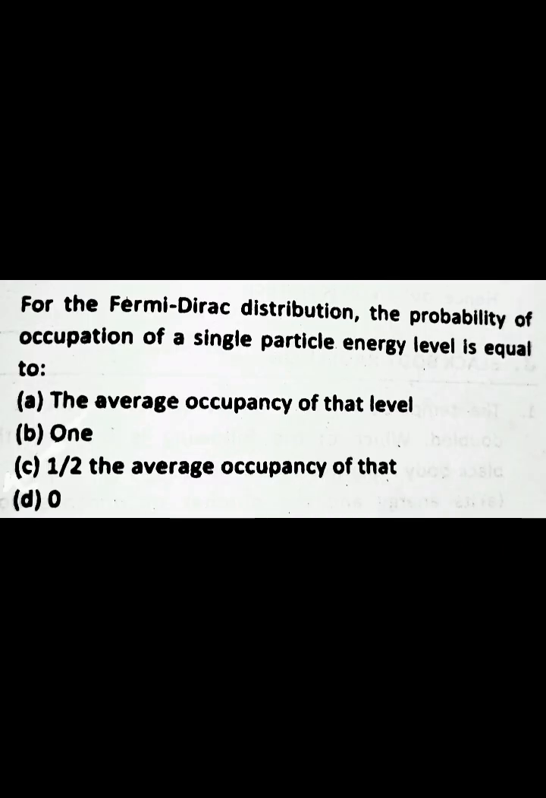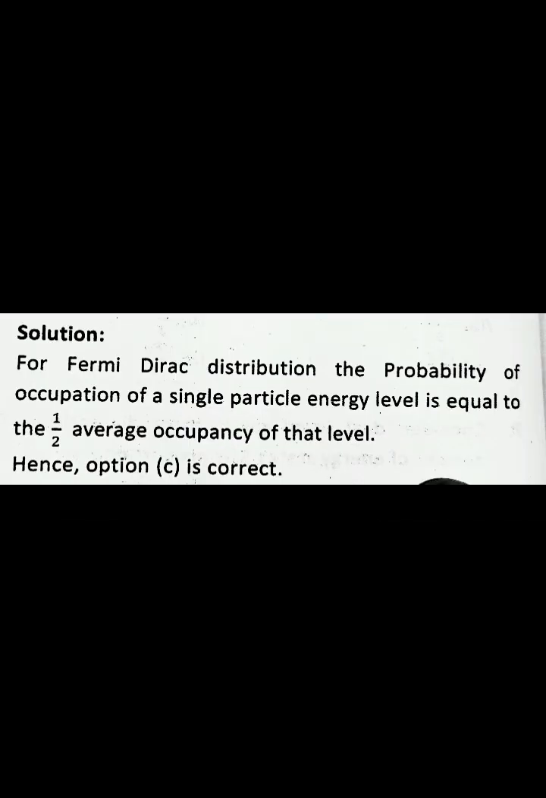The next question is, for a Fermi-Dirac distribution, the probability of occupation of a single particle energy level is equal to dash. So for the Fermi-Dirac distribution, the probability of occupation of a single particle energy level is equal to the half average occupancy of that level. So the answer is option C.